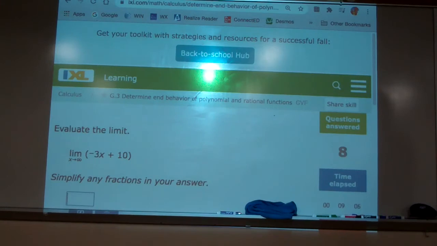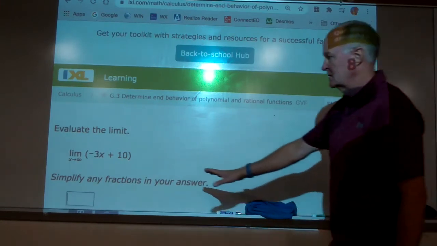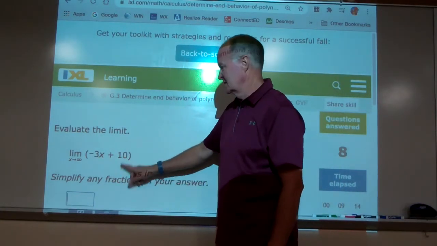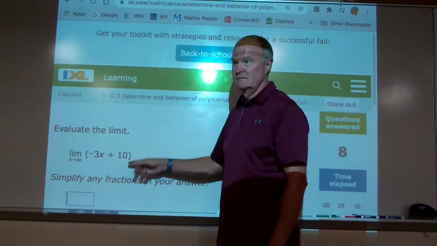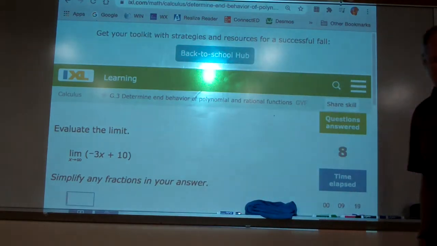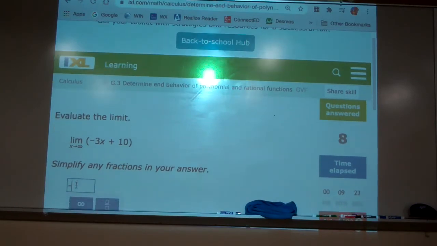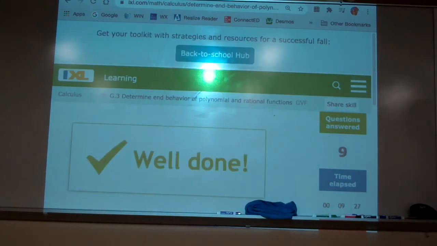Ooh, where's that one going? -3 times infinity plus 10. Does this mean anything? Nope. So that one looks to me like it's going to negative infinity. All right.